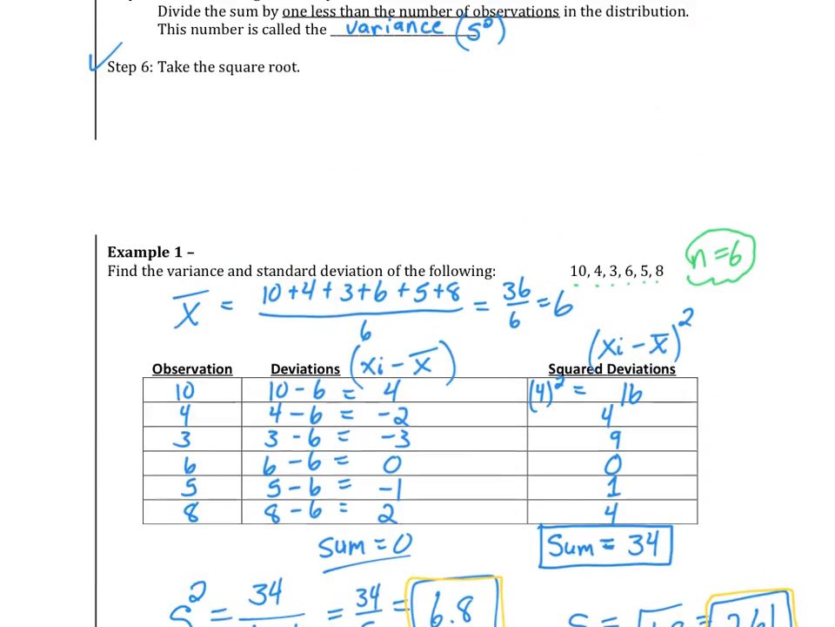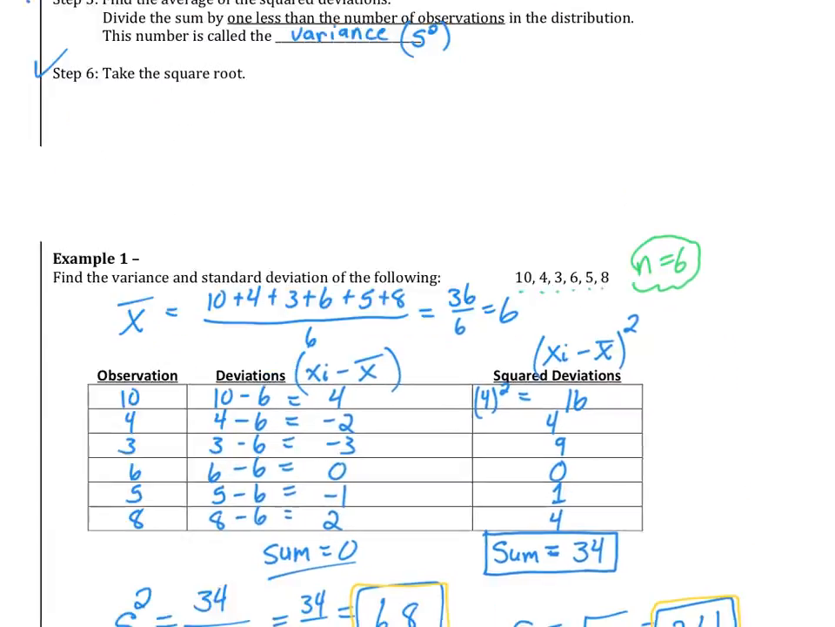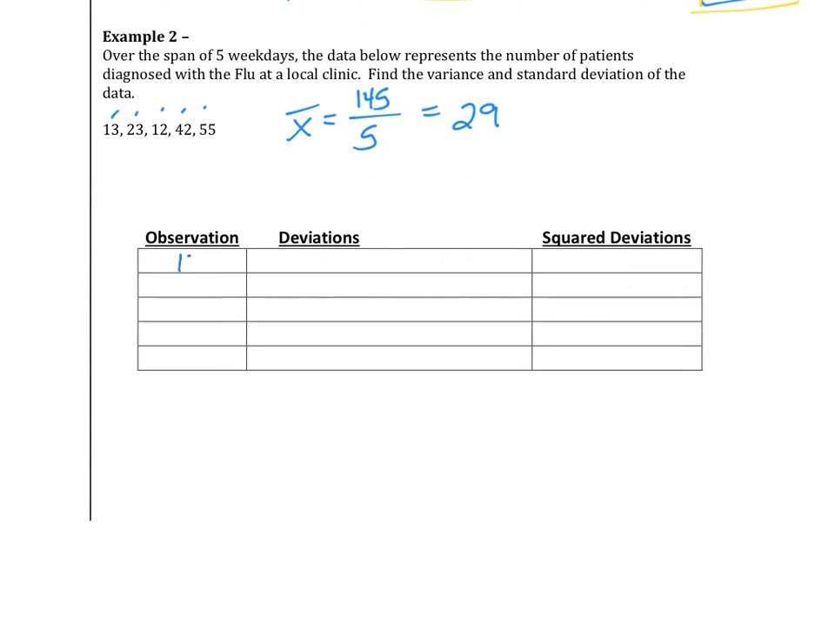The second step is going to be to make our table. So right here, second step, create a table and calculate deviations. So we have 13, 23, 12, 42, 55. So the deviations would be you take these numbers minus 29. So 13 minus 29 is equal to negative 16. 23 minus 29 is equal to negative 6. 12 minus 29 is negative 17. 42 minus 29 is equal to 13. And 55 minus 29 is equal to 26. And just so you can check, if you add them up, they will equal 0.